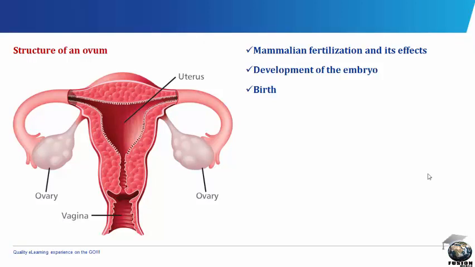This is the structure of an ovum. The diagram explains vividly. Here we will look at the mammalian fertilization and its effects, the development of the embryo, and childbirth. The next video will tend to explain the mammalian fertilization and its effects.